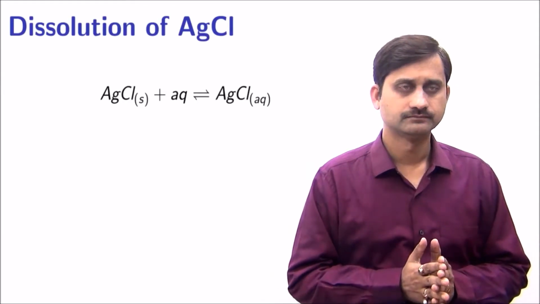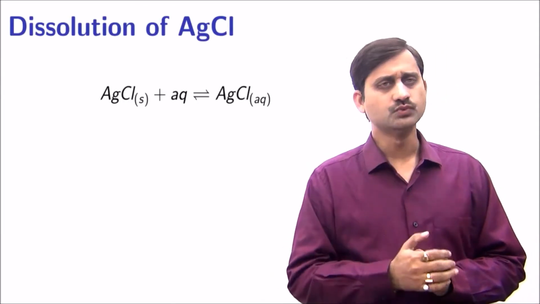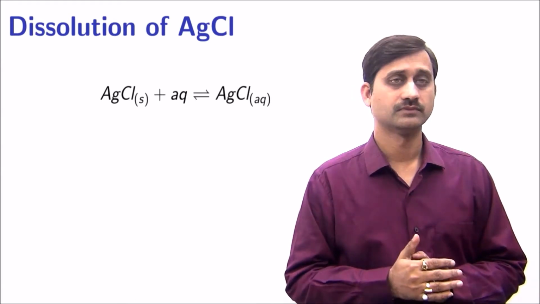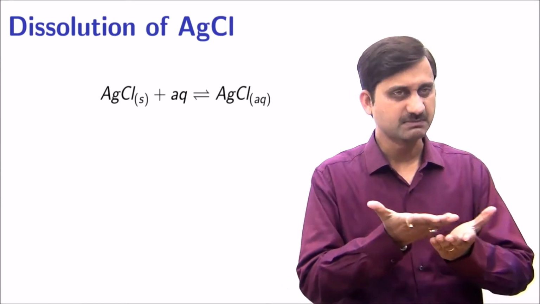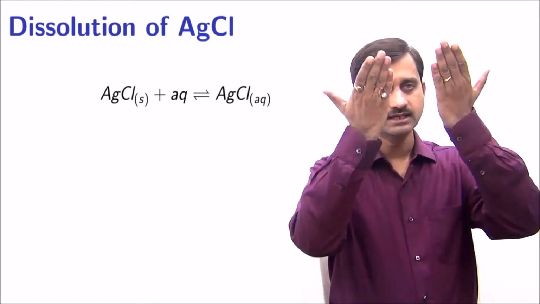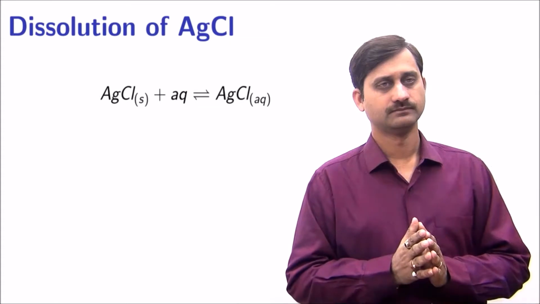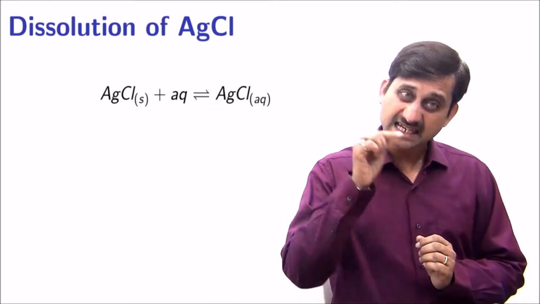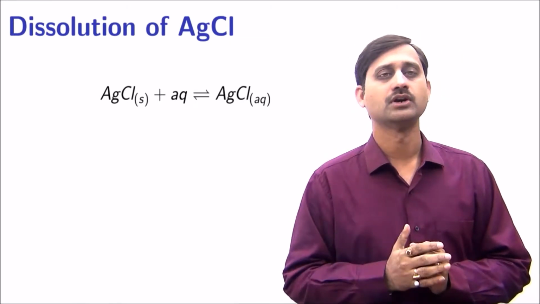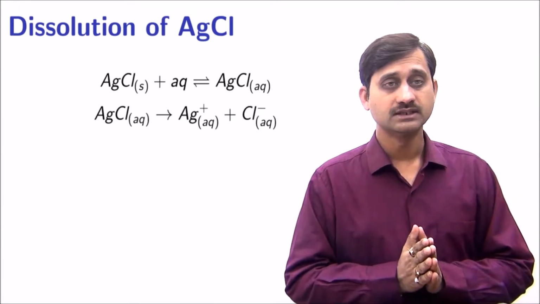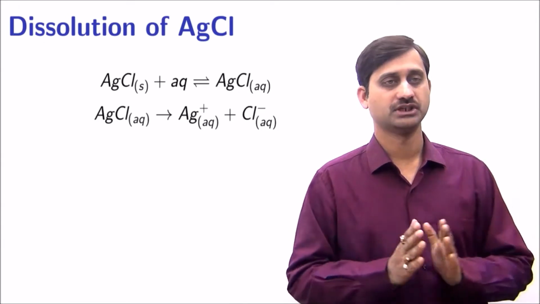So, to consider the dissolution of silver chloride. When silver chloride is added to water, a very small amount of it actually dissolves. The rest of the amount is either suspended in the system or simply settles down. It is sparingly soluble. Still, it is a salt and is a strong electrolyte. Whatever amount of it dissolves is completely dissociated.